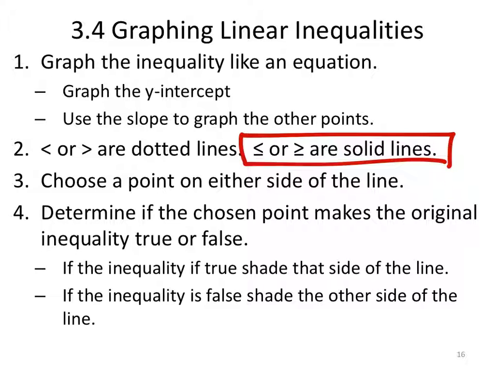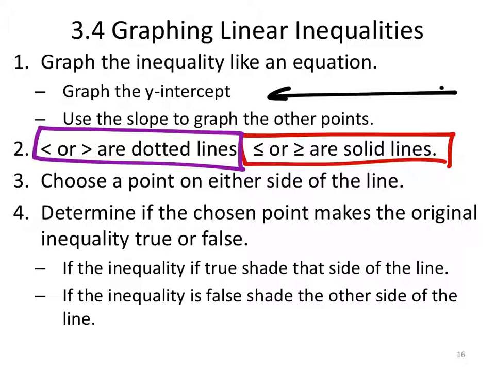However, if it does not have the equal part, then it's either less than or greater than only, which means those values on the line would not be a true statement, and so we have to use a dotted line for that. It's very similar to the number lines we were using before, where we maybe used an open circle that goes to the left or the right, okay?